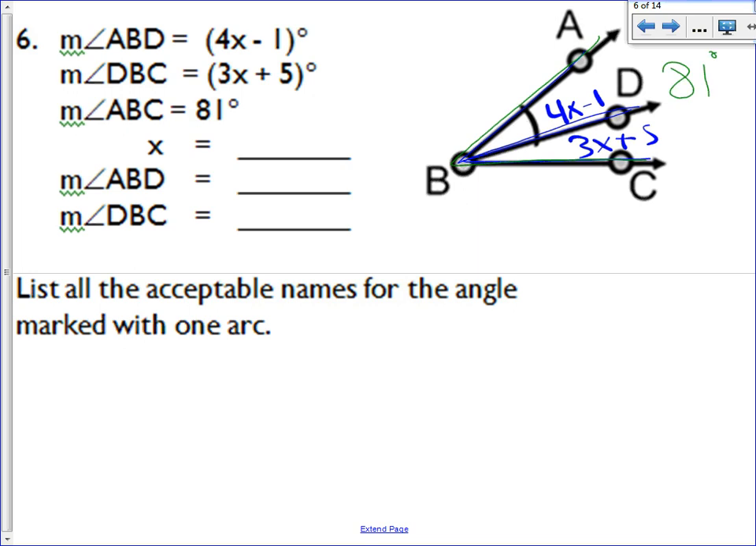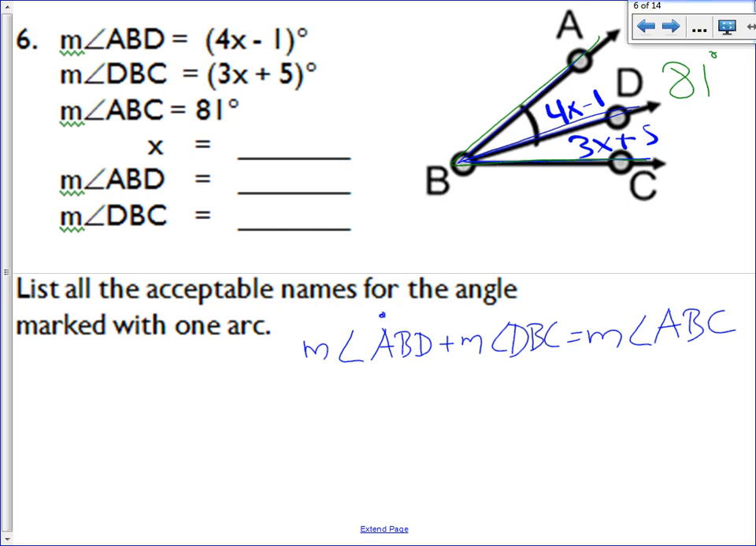We can use the angle addition postulate, which says that the measurement of angle ABD plus the measurement of angle DBC is equal to the measurement of angle ABC. Basically, if you take an angle and break it up into two parts, those two parts are equal to the whole angle. So what is the measurement of ABD?